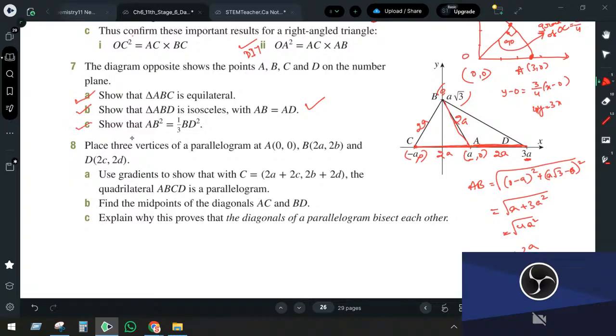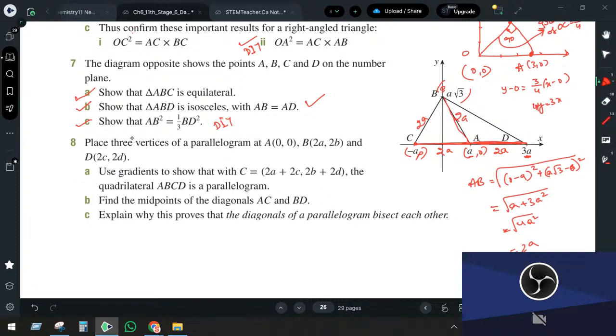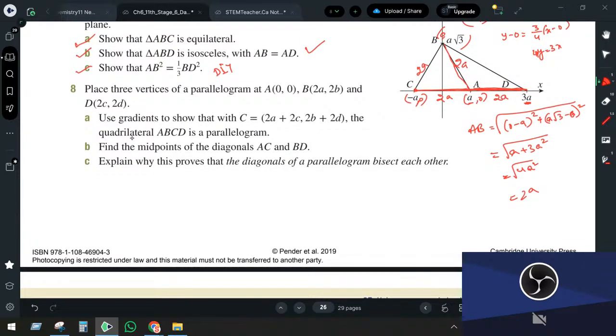And this is due to yourself, AB square into BD square. You have to take the distances and all. It is AB whole square is equal to 1 by 3 BD square. Three vertices, everything is the same. Using the three vertices and the gradient, show that it is the quadrilateral ABCD. This is A, B, D. He gave one more, C.